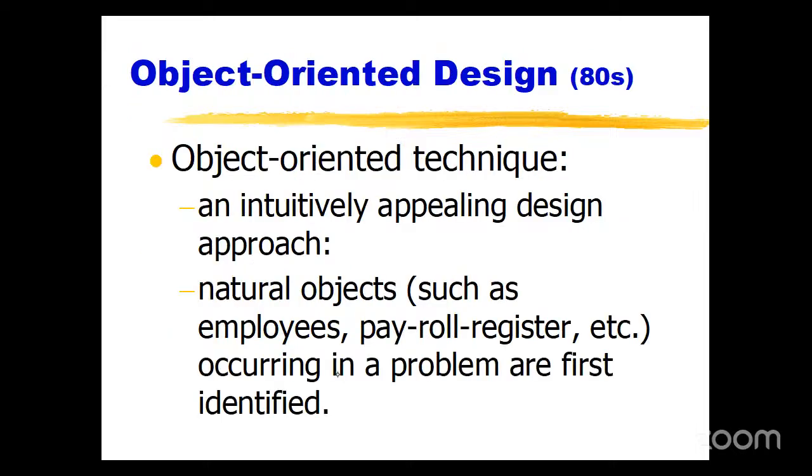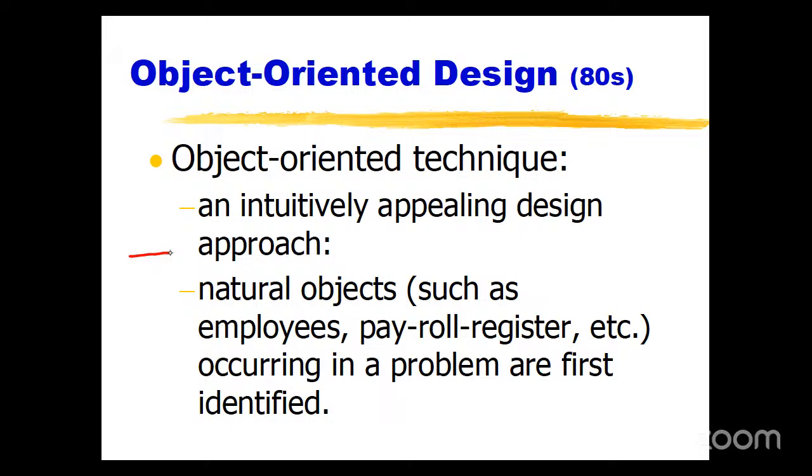So then we came to see object-oriented programming in the previous class as well. That is, in the 80s, we used to go for the object-oriented technique, an intuitively appealing design approach where natural objects such as employees, payroll registers, etc., occurring in a problem are first identified. That is, what are the objects that are there in a given problem are going to be identified as objects. Based on the objects, how they are going to behave with the others is going to be identified.